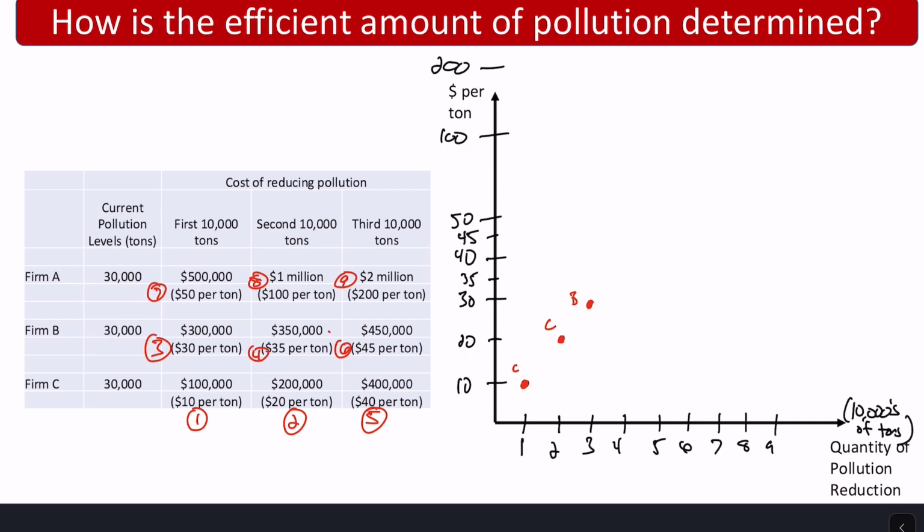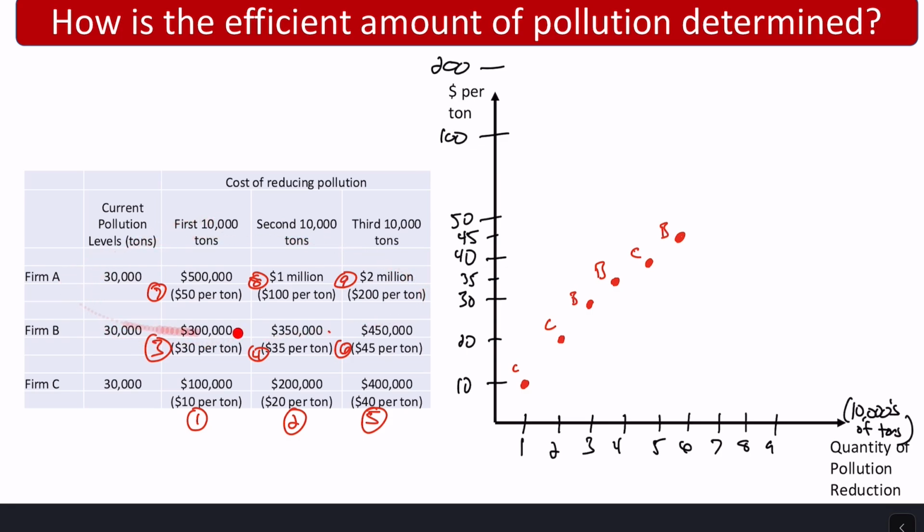Then we'll do this one here, $35 per ton, firm B for that 40,000th. So that's firm B. Now we'll jump back down to firm C, do the last 30,000 for them. That's $40. Then back up to firm B for cell 6, and that's $45, firm B. Right, now we can jump up to firm A.